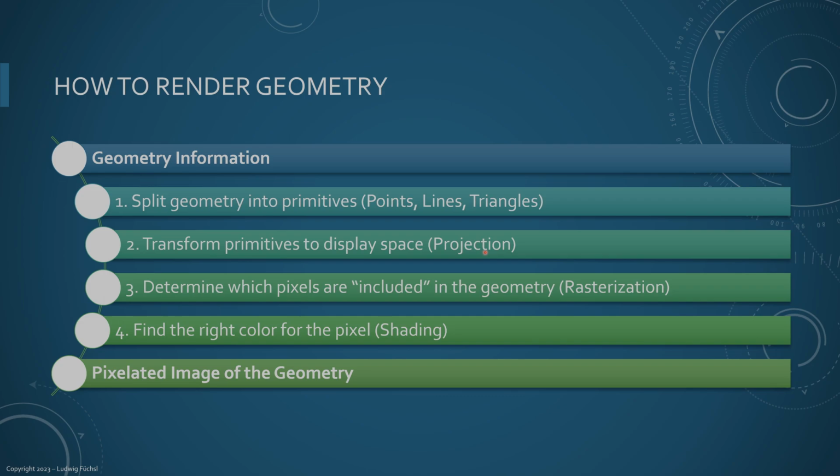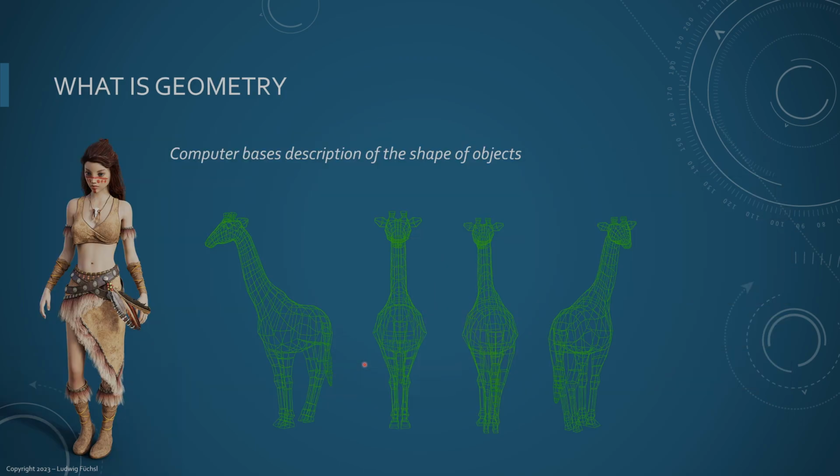We then basically know these pixels, and step 4 to render the geometry is finding the right color for the pixels. So each pixel needs to have a certain color so that we can display it on the screen. And this is something called shading. Shading is a way more advanced topic than geometry, and it's not related to geometry, but this is the whole flow that we need to do to go from geometry information to a pixelated image of the actual geometry displayed on the screen. So right, these steps are basically required to go from wireframe information on a computer to a full figure rendering like that character here.